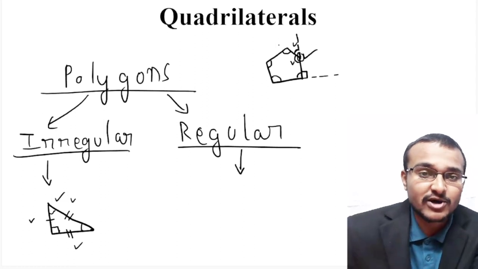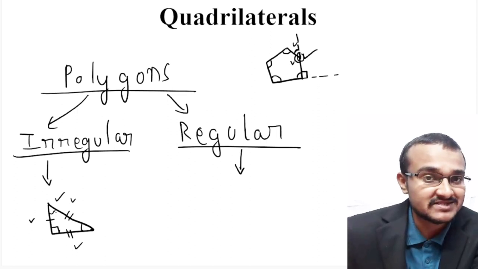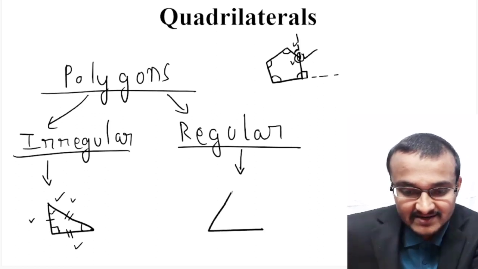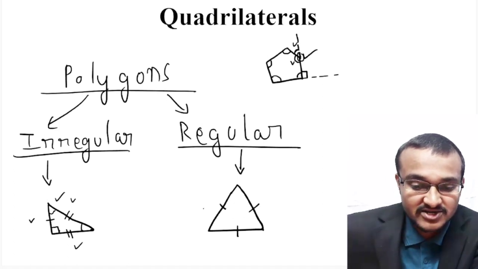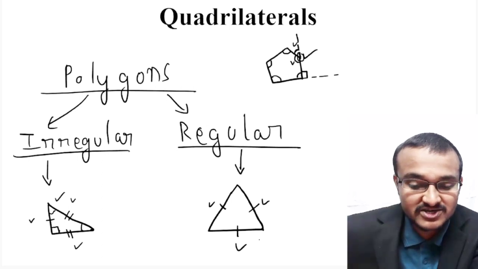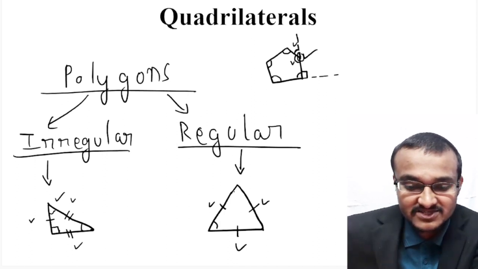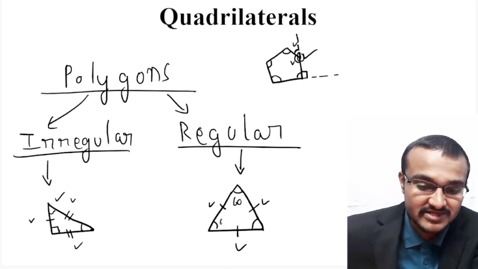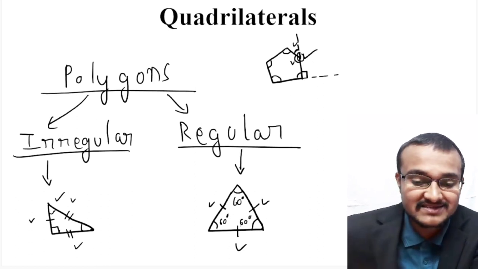So now, for a polygon to become a regular polygon, all the interior angles should be the same and all the line segments should be the same. For example, if I am taking an equilateral triangle, then that equilateral triangle has the same length for this line segment, this line segment, and this line segment, and the interior angles inside this triangle will also be equal. So this will be 60 degrees, this will be 60 degrees, and this will also be 60 degrees. So all interior angles are equal and all line segments are equal. These kinds of polygons are known as regular polygons.